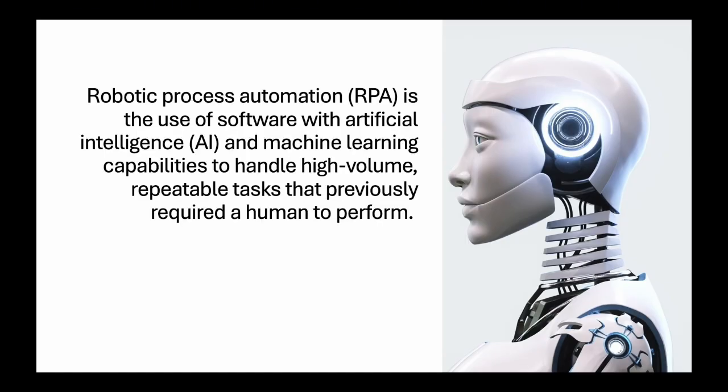Robotic Process Automation, RPA, is the use of software with artificial intelligence and machine learning capabilities to handle high-volume repeatable tasks that previously required a human to perform. بالعربي، العمليات الروبوتية ال RPA هي استخدام البرامج ذات الذكاء الاصطناعي وقدرات التعلم الآلي للتعامل مع المهام الكبيرة الحجم والمتكررة التي كانت تتطلب في السابق من الإنسان القيام بها.